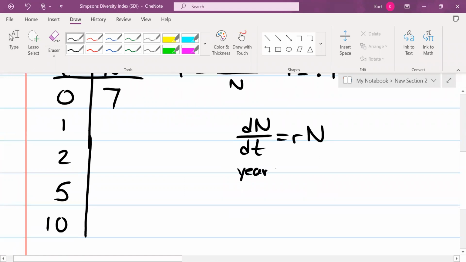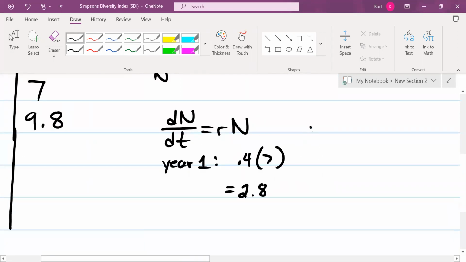Year 1, 0.4 times 7. Have your calculators out, just like I am, and get this practice in. 0.4 times 7 equals 2.8. You will add this to your total. So 7 plus 2.8 is 9.8.